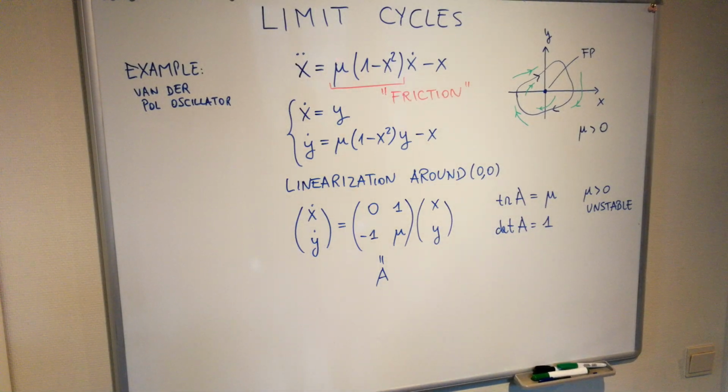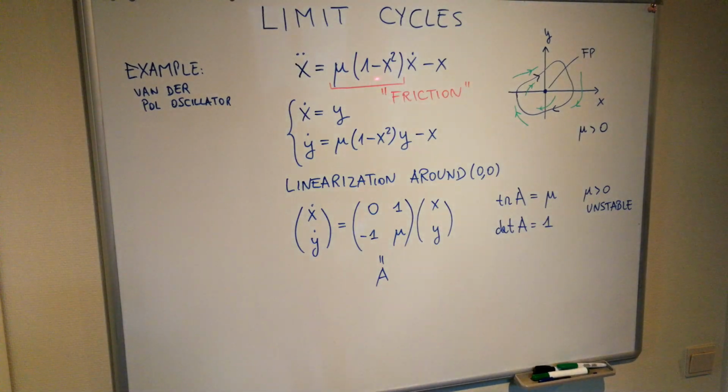The friction is something that pumps energy into the system. You know that friction is a dissipative force. It removes energy from the system, the ordinary friction. So that's what happens also here when x is larger than 1. But when x is smaller than 1, you have the opposite effect. You have an increase in energy. You're pumping more energy into your system.